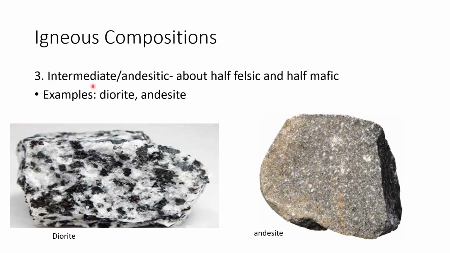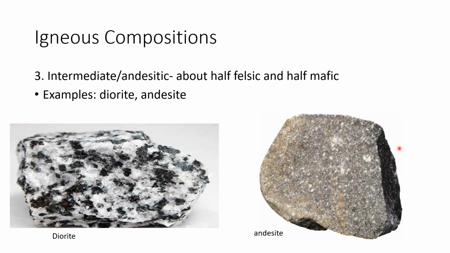About halfway between felsic and mafic, we have a composition that we call intermediate or andesitic. This is about half felsic and half mafic mineral composition. So the examples we have here, this is a piece of diorite. This is a large-grained, coarse-grained phaneritic igneous rock of intermediate composition. You can see there's about half as much white as there is black mineral in this rock.